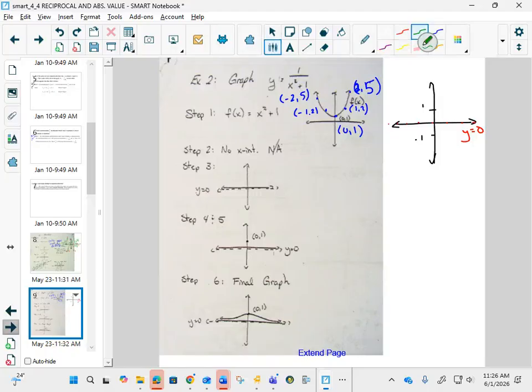Next, do your nice points. What's going to happen to 0 comma 1? It's going to be an invariant point and stay 0 comma 1. 1 comma 2 becomes 1 comma 1 over 2. 2 comma 5 becomes 2 comma 1 over 5. And over here I'd have negative 1 comma 1 over 2, and negative 2 comma 1 over 5. If I connect those points and go towards my asymptote, I get the speed bump graph.